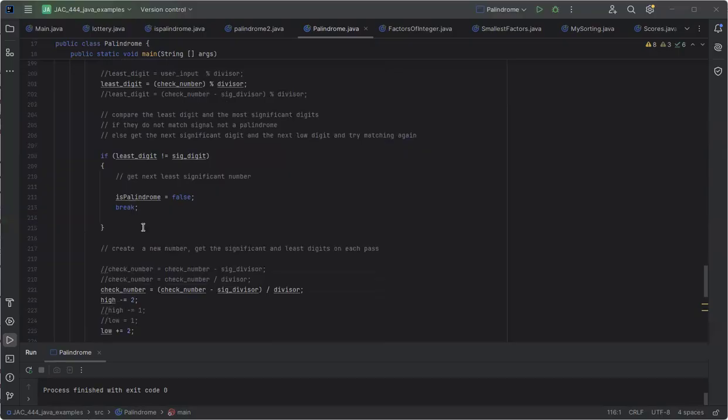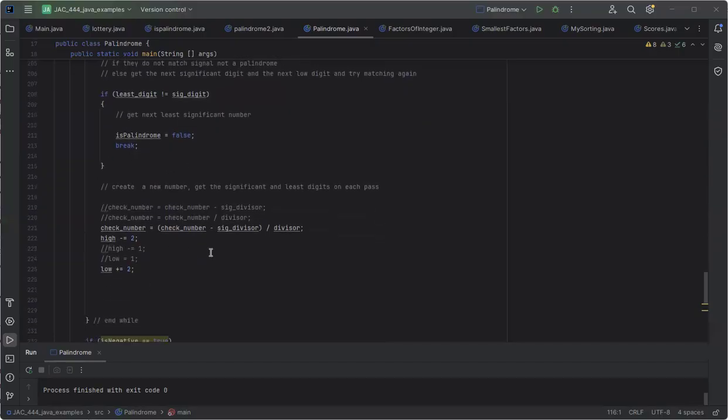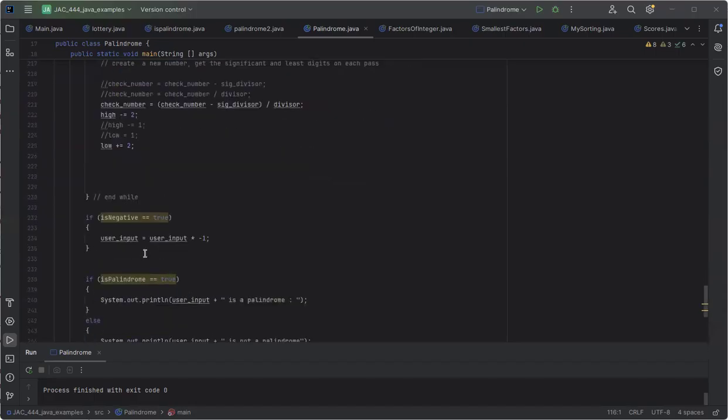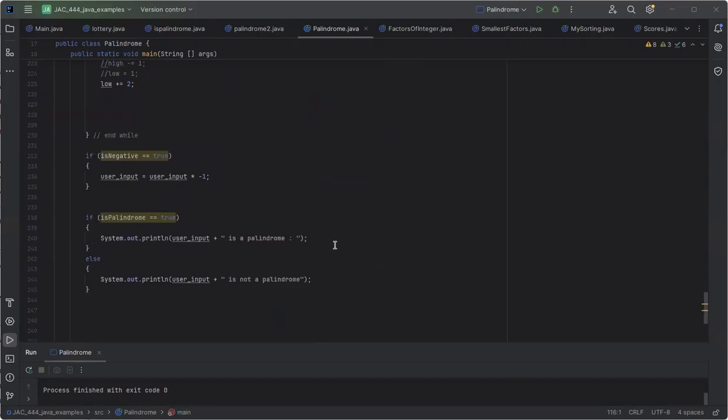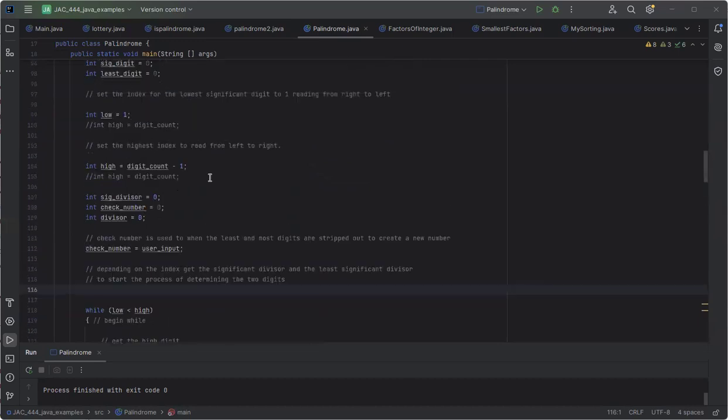And you break out of the loop here and say immediately that the number is a palindrome or not. But if you had entered originally a negative number, you multiply it back by -1 to get the original number, and you print out on one line, this is either a palindrome or not a palindrome. So this is how this program works.